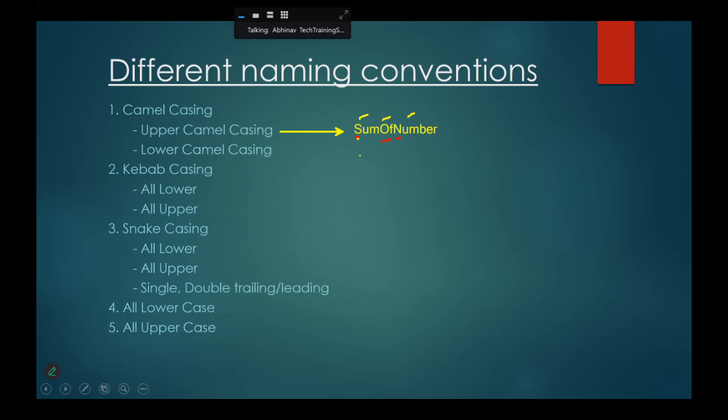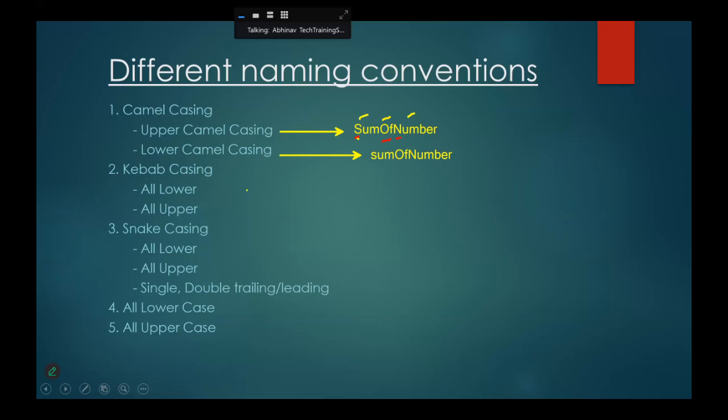Now talking about lower camel casing. In lower camel casing, you again combine the words, but the first character of the first word will be in small, that is sum, and for the rest of the words, the first character will be in uppercase. So sumOfNumber. This is lower camel casing, and the one above is upper camel casing.